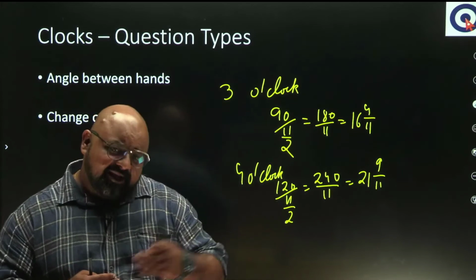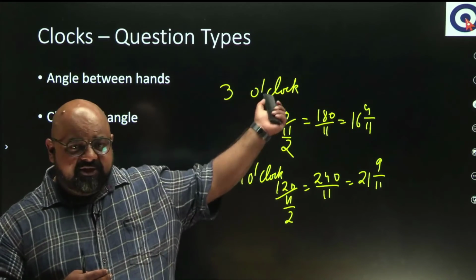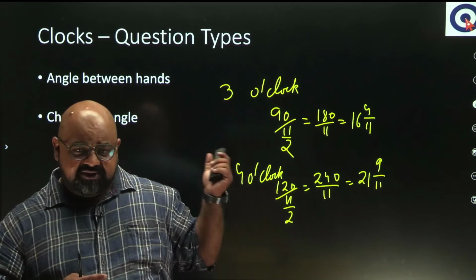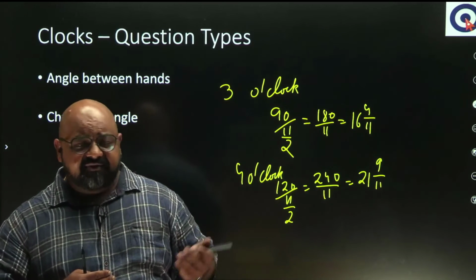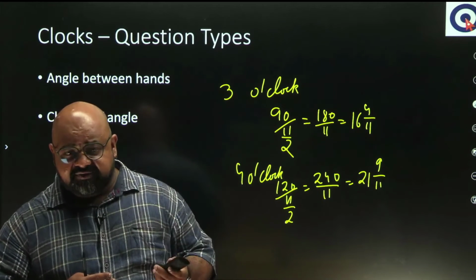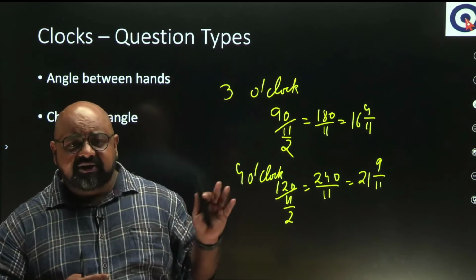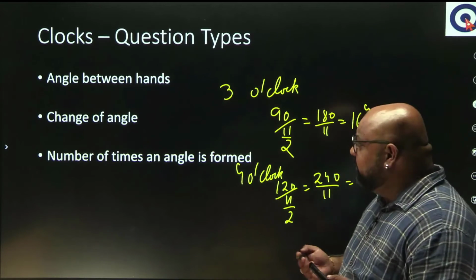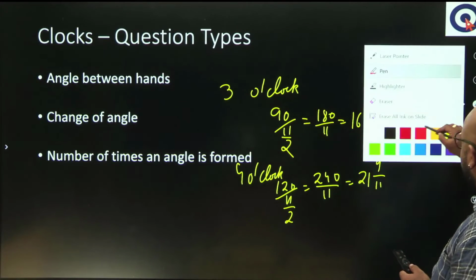This concept again can be taken further. For example, in the first question, angle between hands, that is pretty much what can be asked. Change of angles can be taken further where a different angle is formed, but again, as far as CUET is concerned, this should be good enough, right? Then is number of times an angle is formed.